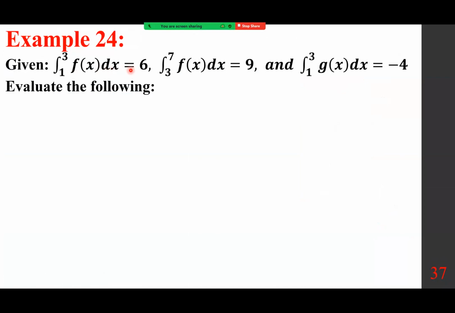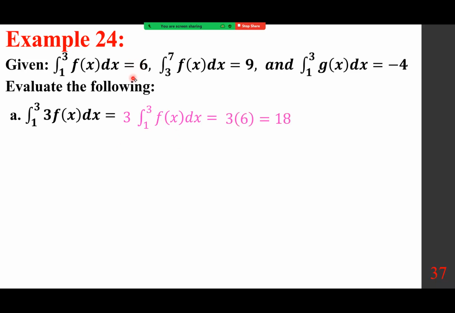We know that the integral of f of x dx from 1 to 3 is given to be 6. From 3 to 7 is given to be 9. And the integral from 1 to 3 of g of x dx is negative 4. So those are the givens. For part A, we want to find the integral of 3 times f of x dx. I take the 3 out and multiply this one by 3, and I get 18, and I'm done.